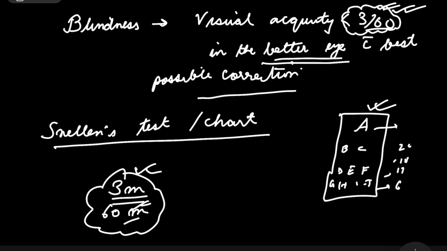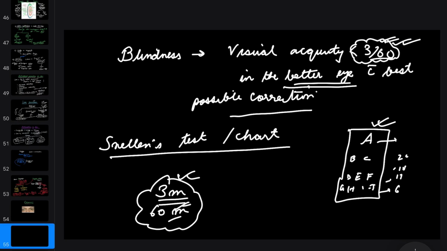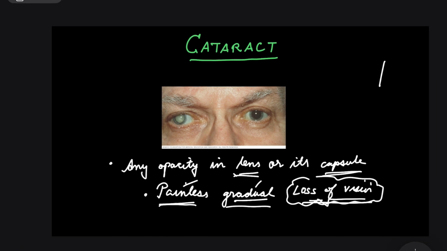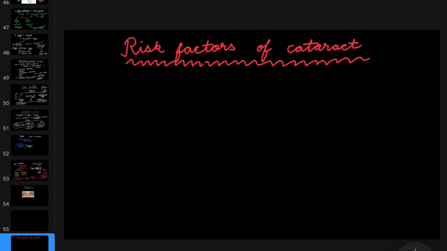This is basically what the definition for blindness is, and I just wanted you to get familiarized with terms like loss of vision, blindness, and visual impairment, because we'll be dealing with these regularly when we talk about the pathologies. So, having talked about that, let's now quickly divert our attention to the risk factors for cataract.